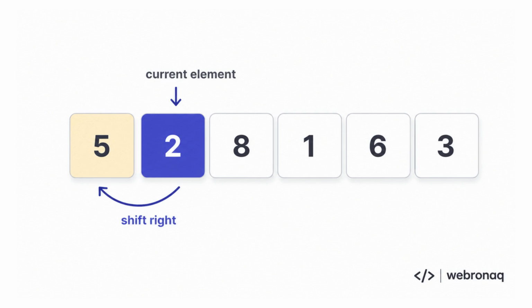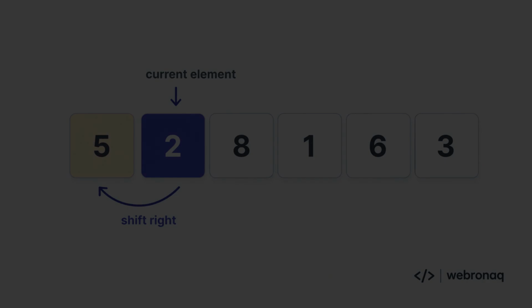Any element larger than yours slides one step to the right to make room. The moment you find an element that is smaller, or you reach the very start, you drop your element into that gap. That is it. One pick, a series of shifts, one placement. Next, we will trace this exact process through a real array, step by step.